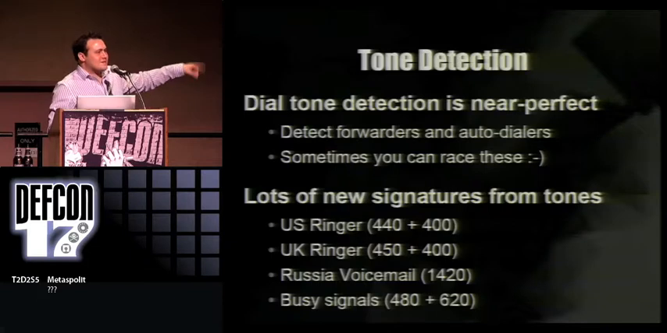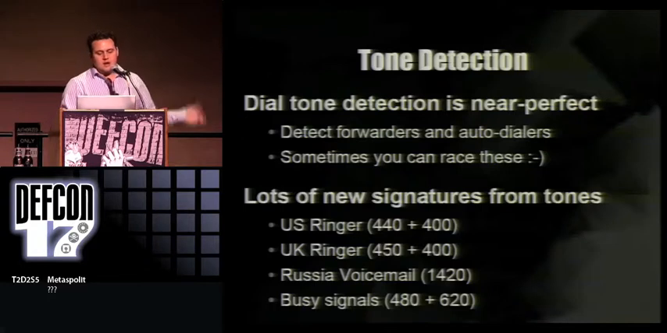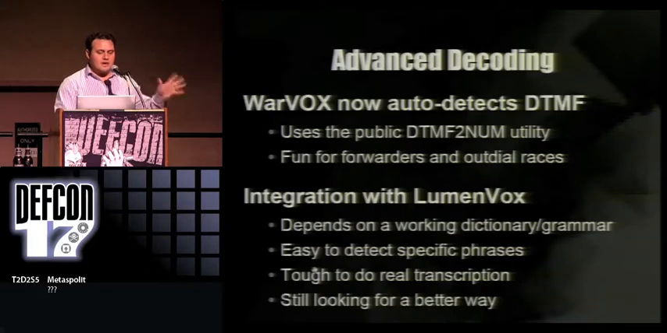So you can also find things like UK ringers, US ringers, busy signals, Russian voicemail, all based on the combination of tones. So lots of Russian voicemail systems use 1420 hertz. Busy signals are 480 plus 620. US ringers are 440 plus 480. And you can pick all these out really easily.